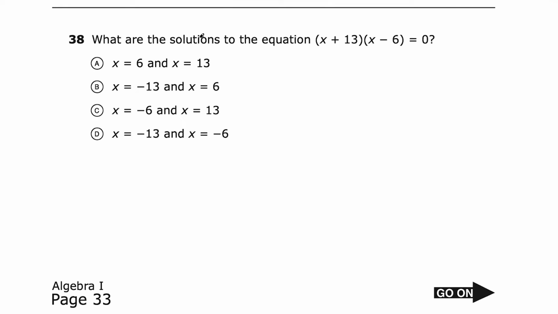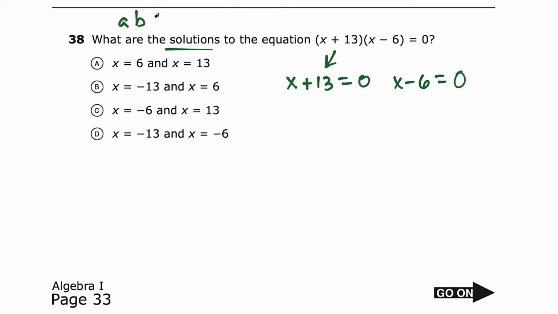Question 38, we want to know what are the solutions to the equation that we have here. And this is a quadratic equation, but it's in factored form. So once you have your quadratic equation factored, what you could do is you could set each factor equal to 0. So we could set x plus 13 equal to 0, and we could set x minus 6 equal to 0.